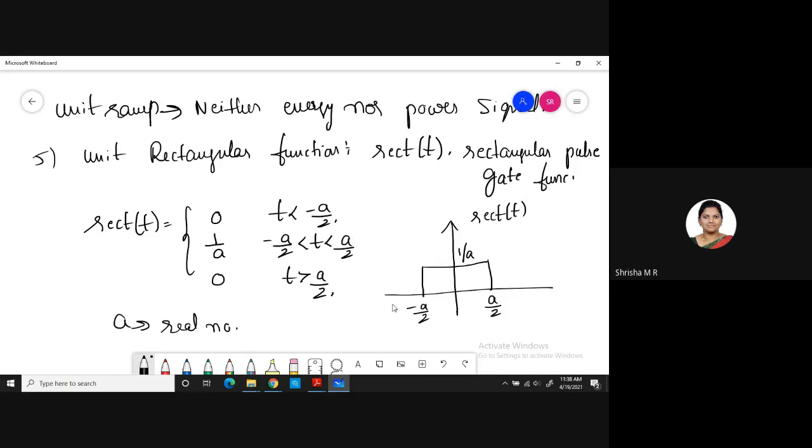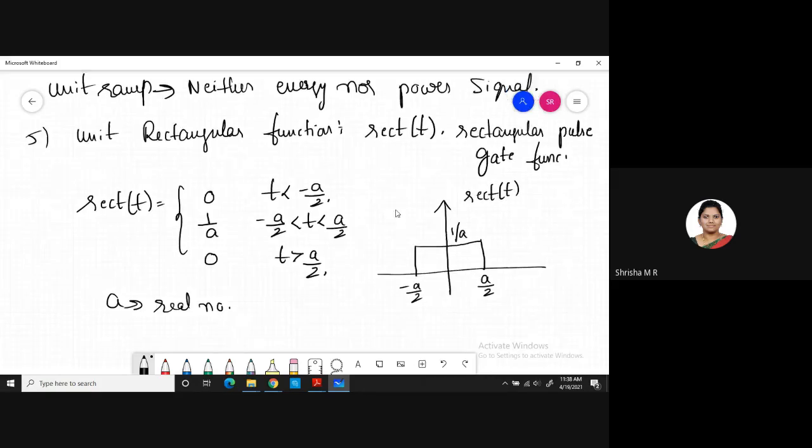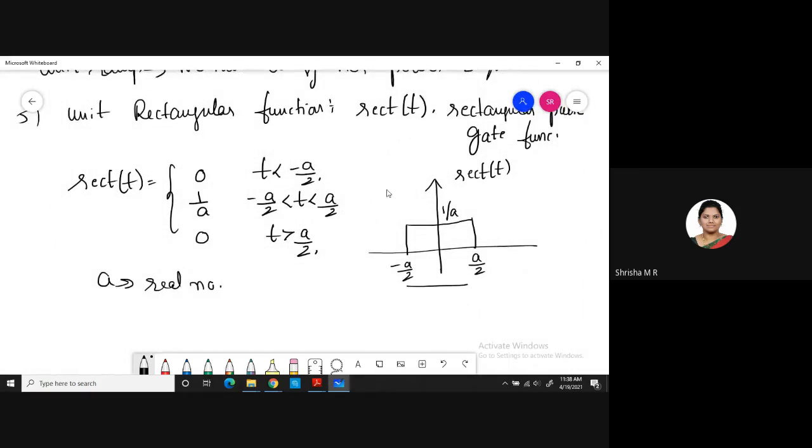So the rectangular function is 0 for t less than minus a by 2, it is 0 for t greater than a by 2, and the amplitude is 1 by a between minus a by 2 and plus a by 2. Now what is the area of this rectangular function? Length into breadth. What is the length? a by 2 plus a by 2, so it is a, and the height is 1 by a. So you get a into 1 by a, which is 1. So it's a unit rectangular function. The area is equal to 1, that is base into height.